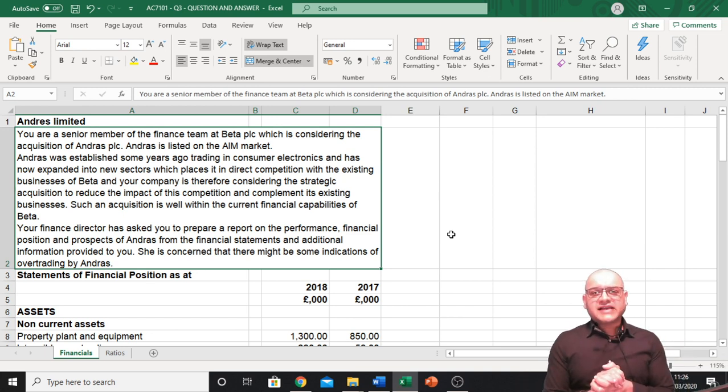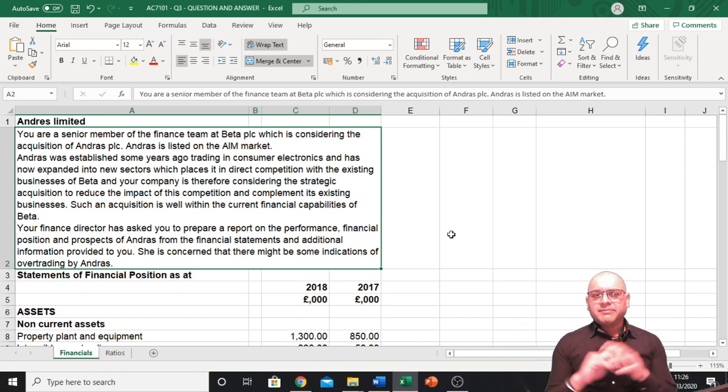I'm telling you what is happening. We are working as financial analysts for a company called Beta, Beta PLC in particular. Beta PLC is interested in acquiring Analyst Limited. Analyst Limited is currently listed on the Alternative Investment Market, the alternative stock exchange.